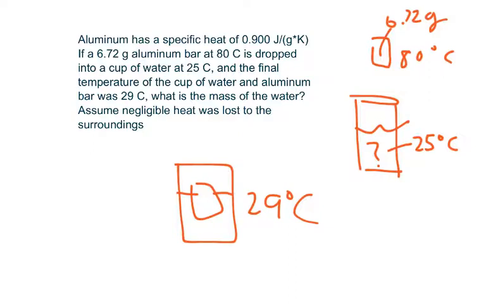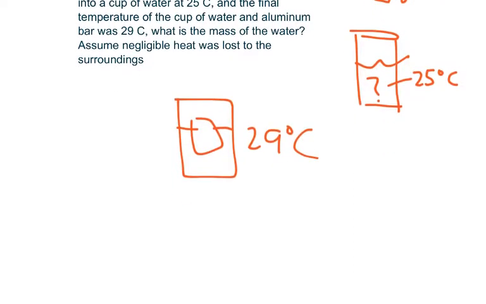Well, in order to do this question, we have to think about what gains heat and what loses heat. So since this is at the higher temperature and this is at the lower temperature, heat energy will flow from the aluminum bar to the water until they reach the same temperature. So let's see how this works. So if we remember, we have an equation that states that the Q of the system is equal to the negative of the Q of the surroundings.